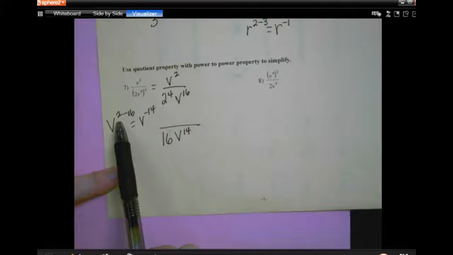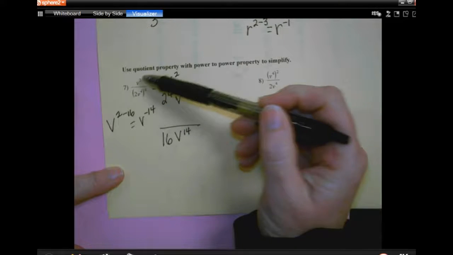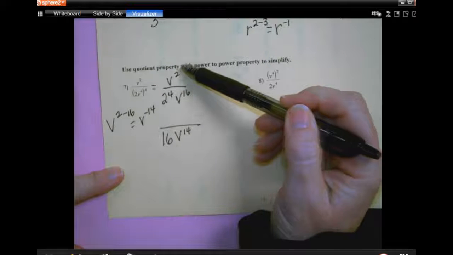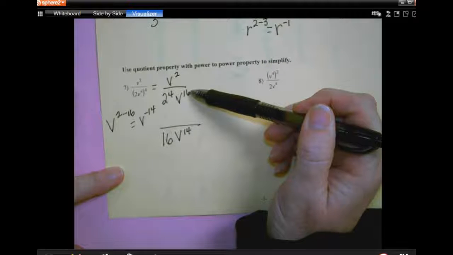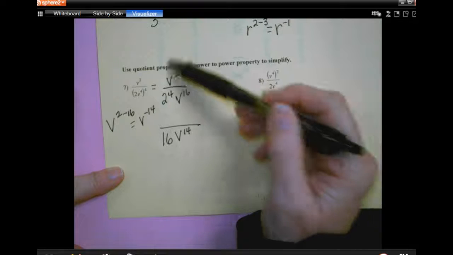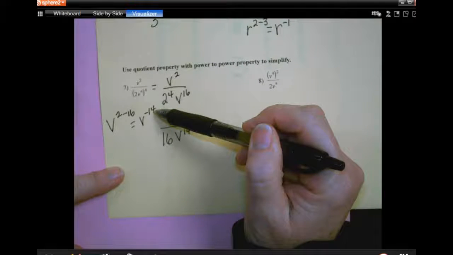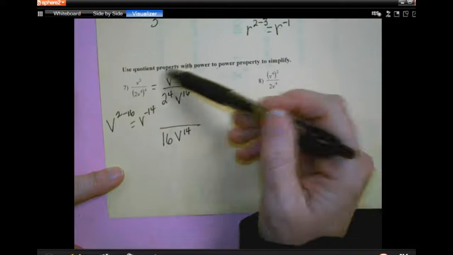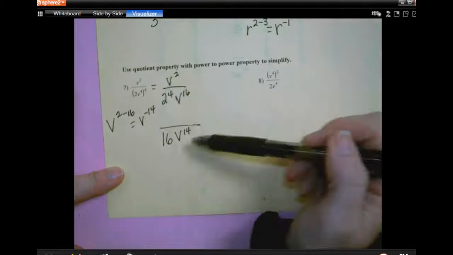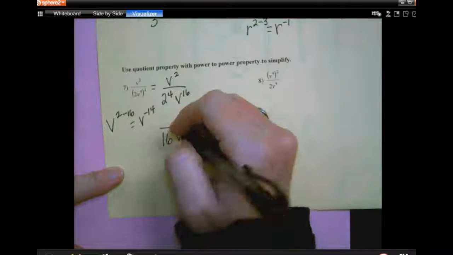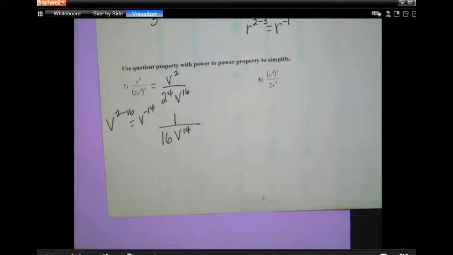All right. So look. Here I have v to the 2nd on top and v to the 16th on bottom. It's a division problem, so you subtract. So 2 minus 16 is negative 14. That's on top, but I don't want a negative exponent, so I moved it to the bottom. There's nothing here, so I'm going to add the 1 on top.